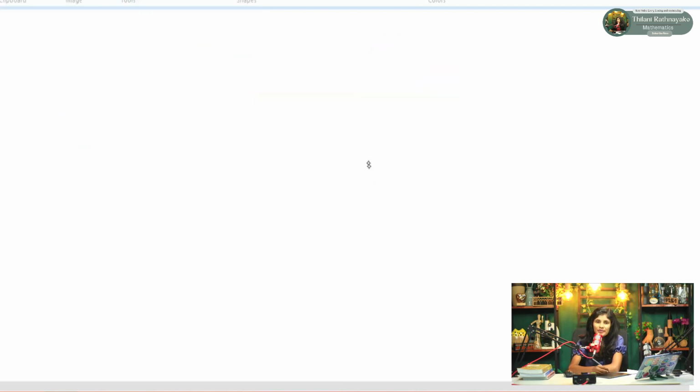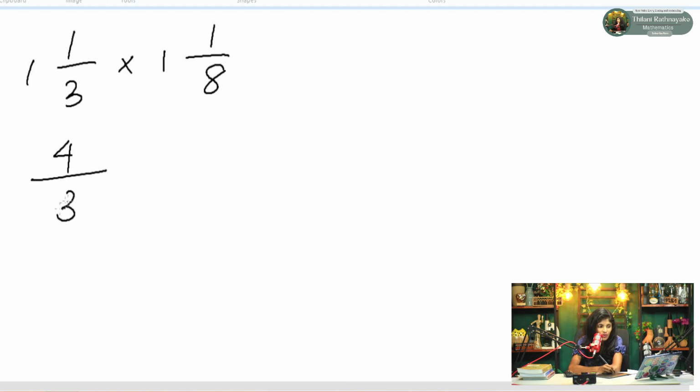Now I have a mixed number as the next question. 1 1 over 3 multiplied by 1 1 over 8. So this is our question. Let's convert this one into an improper fraction. 3 times 1 is 3. 3 plus 1 is 4. Now 4 over 3 multiplied by 8 times 1 is 8. 8 plus 1 means 9 over 8.